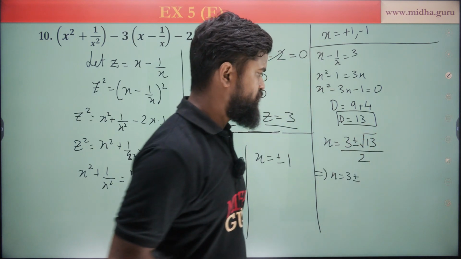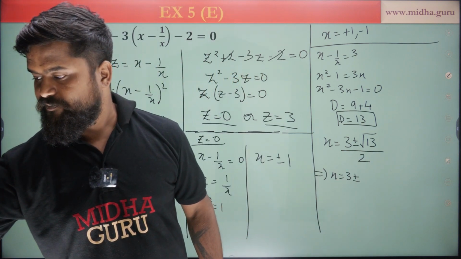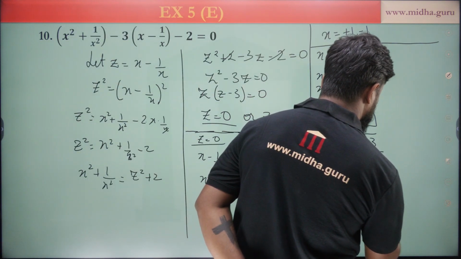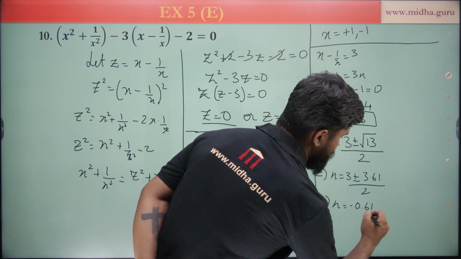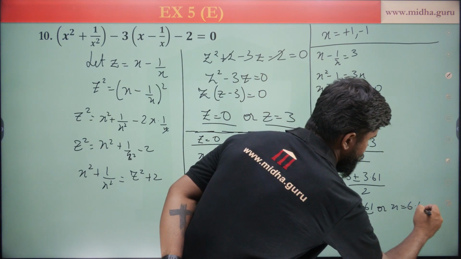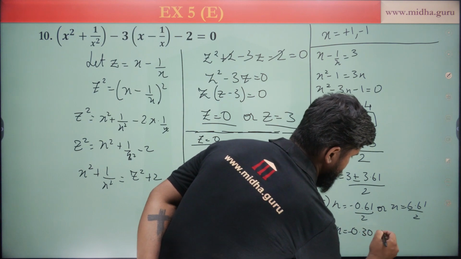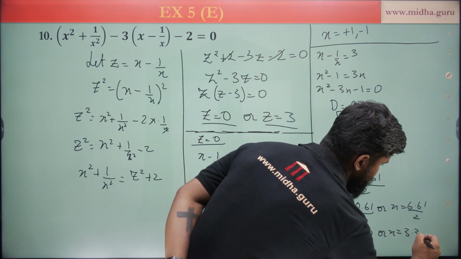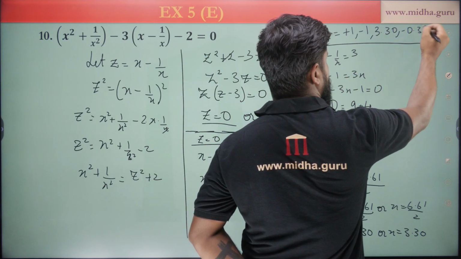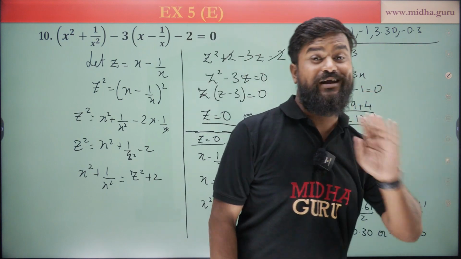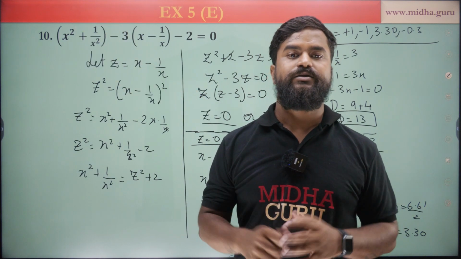Now since I do not know the value of square root of 13, since 13 is not a perfect square, again I go back to my square root table, from which I find out that the square root is 3.61, from which we get x is either equal to minus 0.61 by 2 or x is equal to 6.61 by 2. So x is equal to minus 0.30 or x is equal to 3.30. So these are all the possible values that x can have for the given quadratic equation. Now let's move on to the next question.